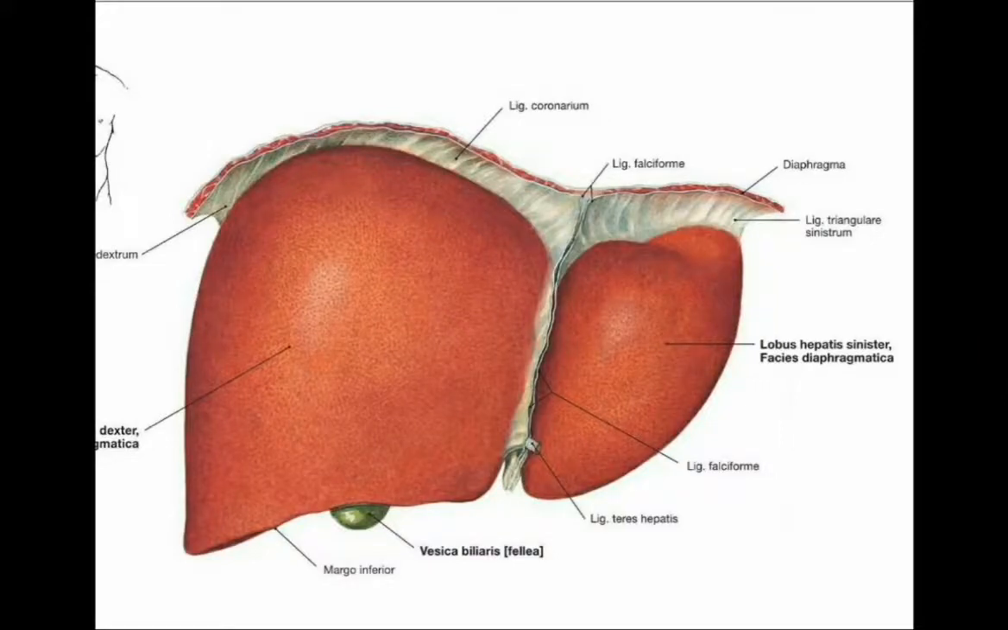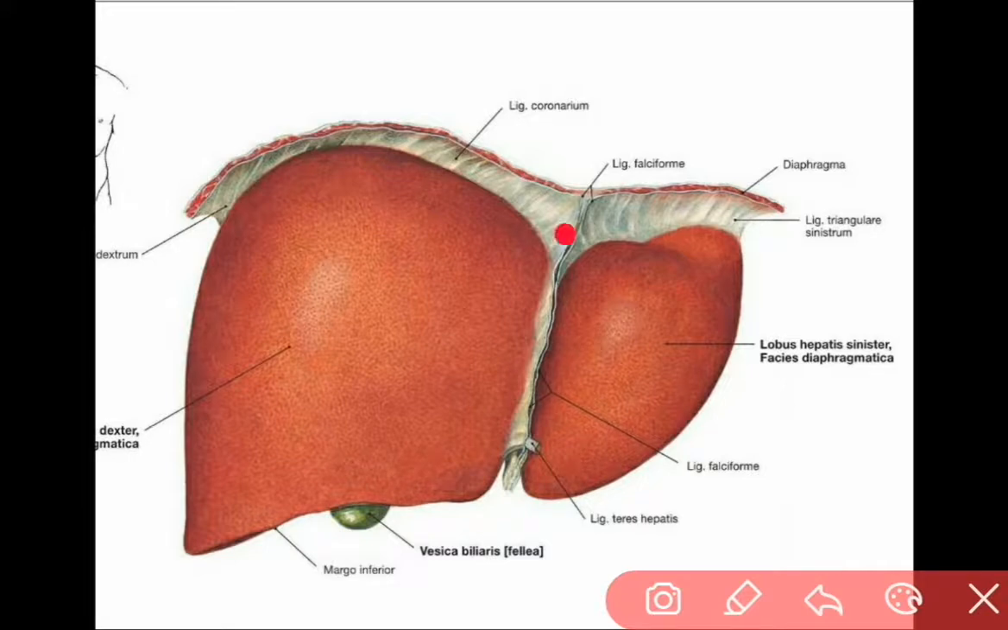Now coming to the ligaments of the liver, there are two types of ligaments of liver, true and false ligaments. False ligaments are just peritoneal folds and they are not real ligaments. So false ligaments are of five types again. The one I told you earlier, the falciform ligament present on the anterior surface of diaphragmatic surface.